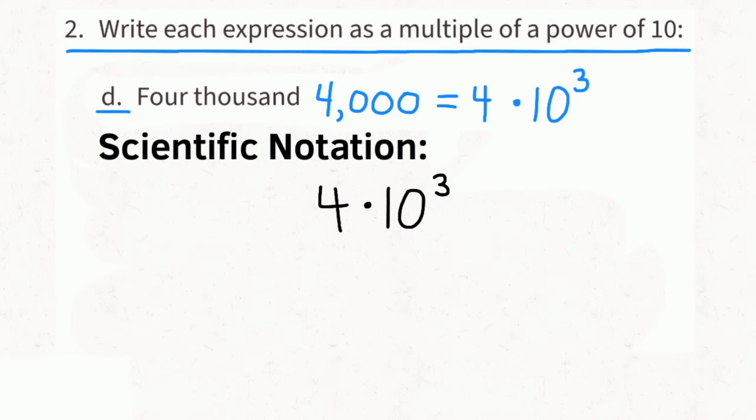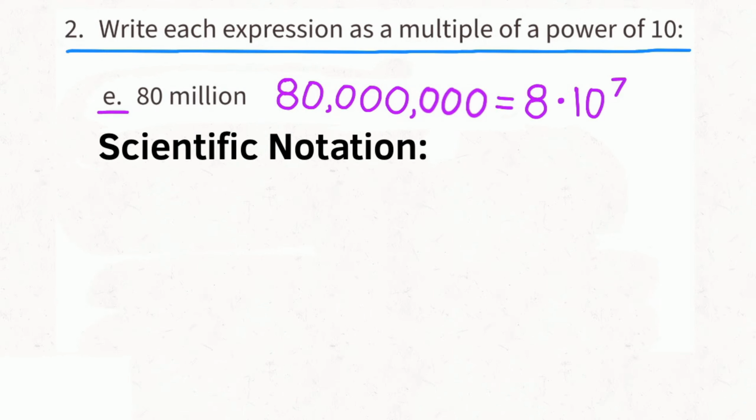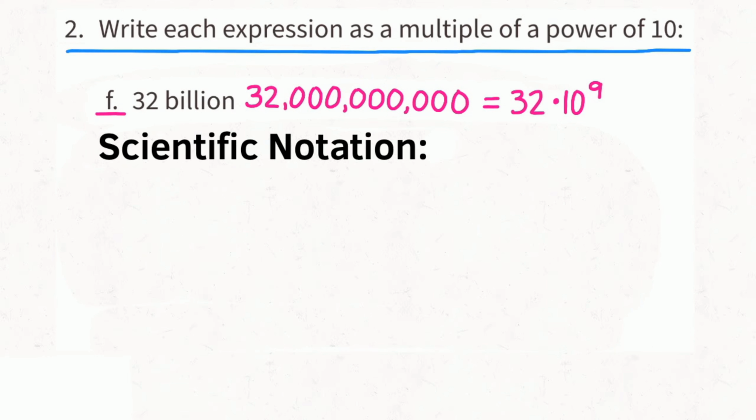That's already written in scientific notation. E. 8 times 10 to the power of 7. That's also already written as scientific notation. F. 32 times 10 to the power of 9. Written in scientific notation, we'll move the decimal point 1 place to the left, so now it reads 3.2 times 10 to the power of 10.